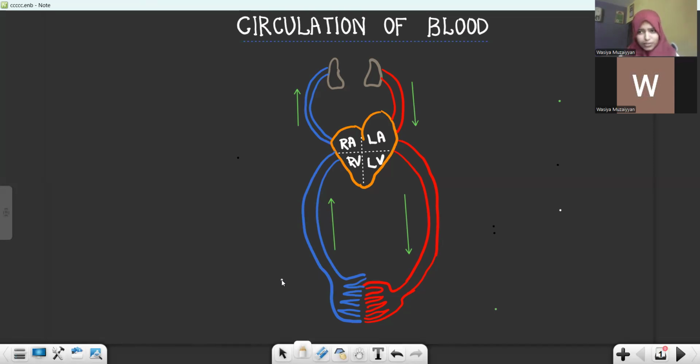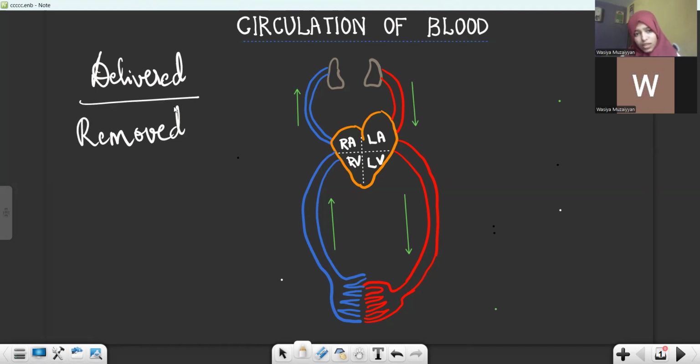So starting with our lecture, that is circulation. Circulation means something has to be transported in and out of the body. So what is this thing? Why is the circulation of blood very important in our body? There are essential things that are required by our body, right? The circulation of blood refers to something that is delivered to our body, and something that is removed from our body.